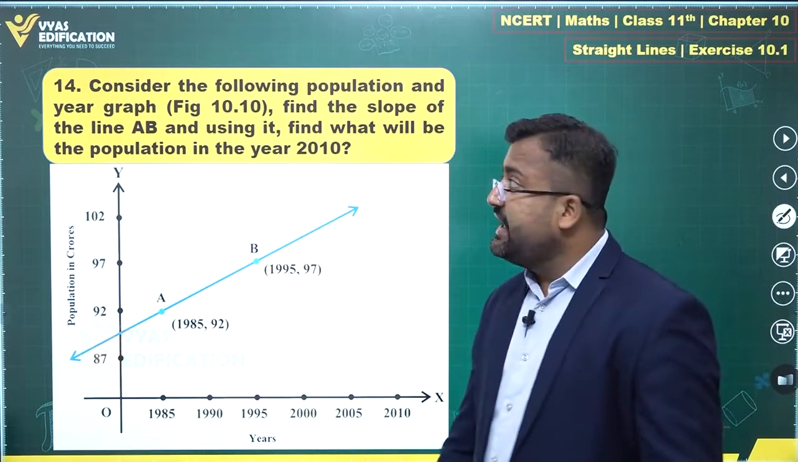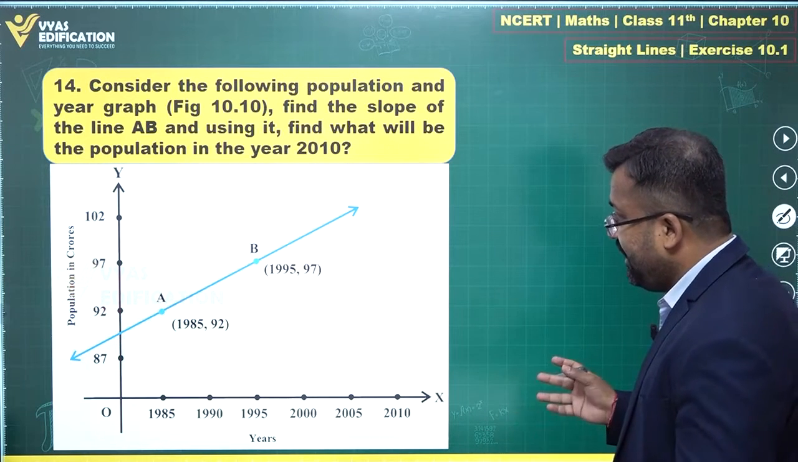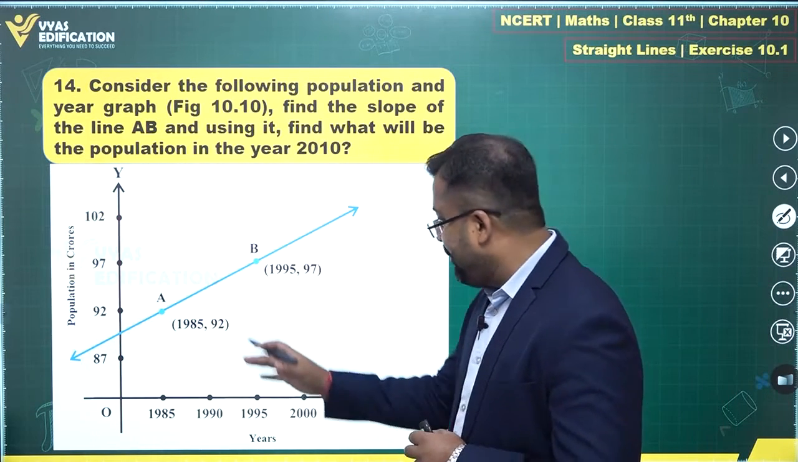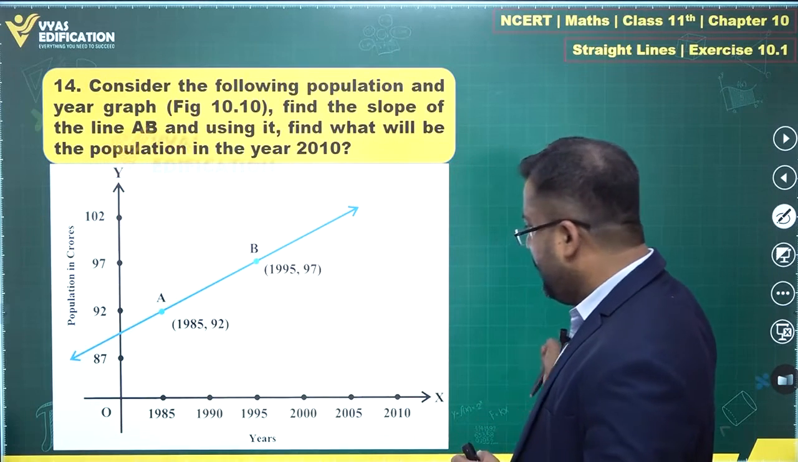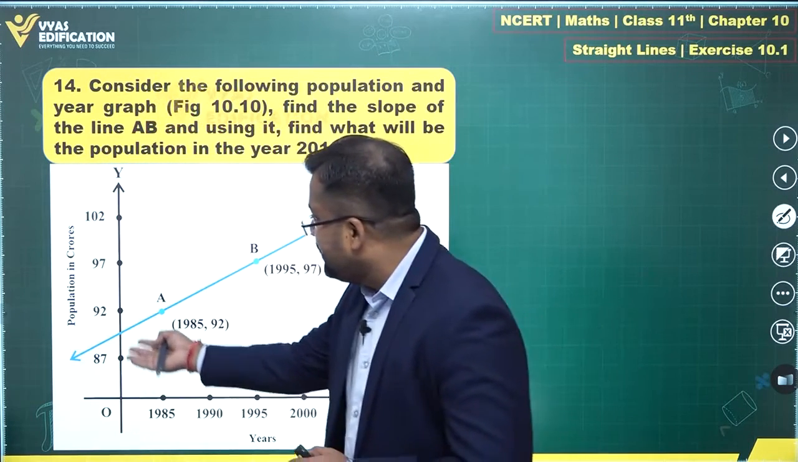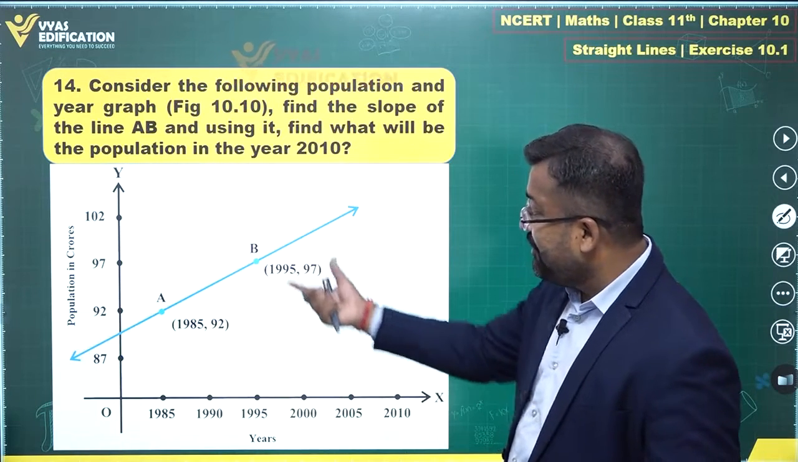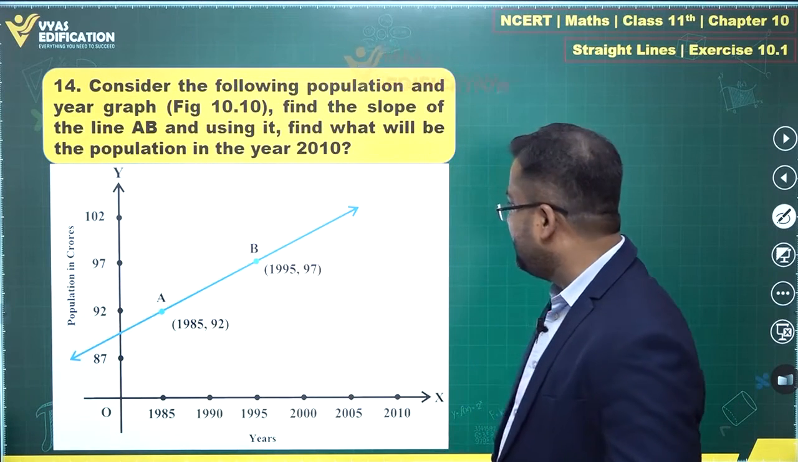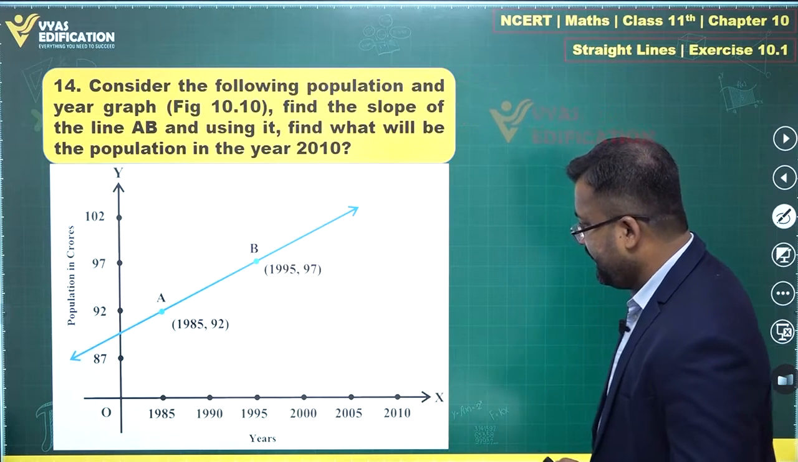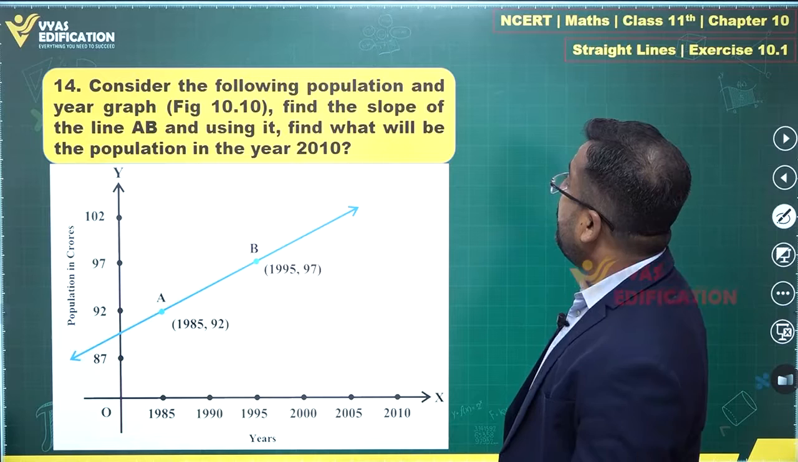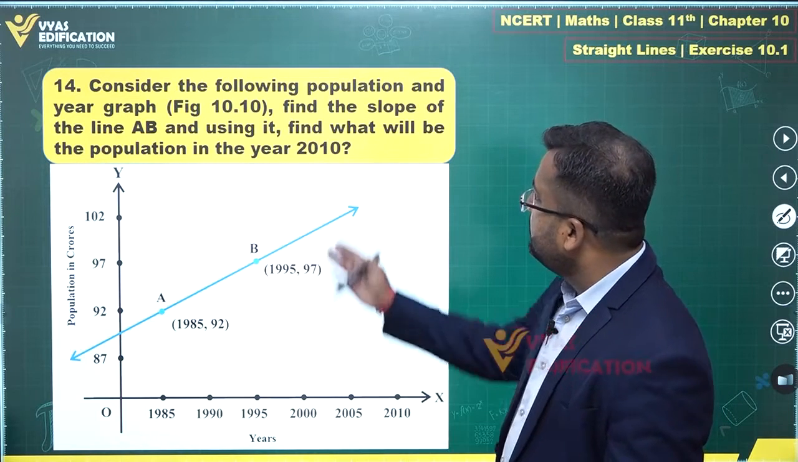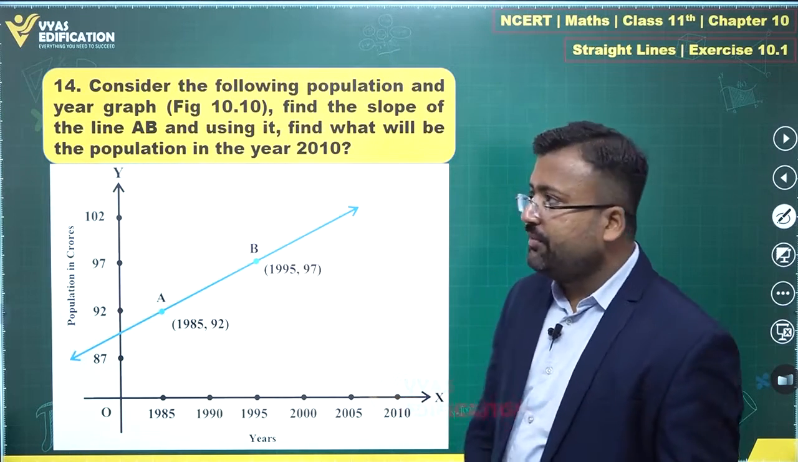The 14th question says, okay, we are given a graph, some population versus years graph. As we go towards the increasing years, the population is also increasing. Population is in crores and this is years, right? Seems like a graph for India, I suppose. But consider the following population and year graph. This is figure 10.7 directly from the NCERT.